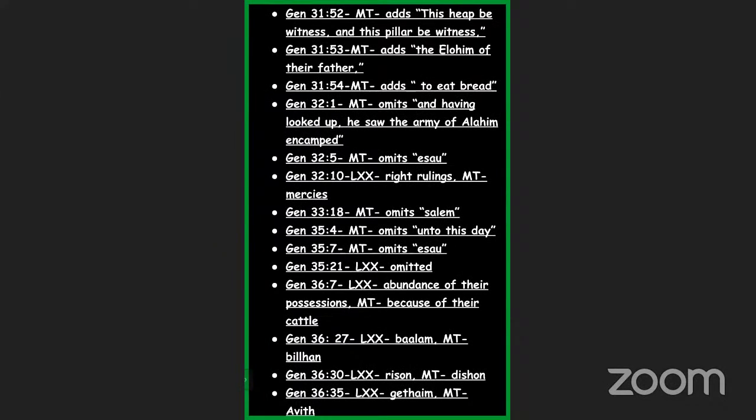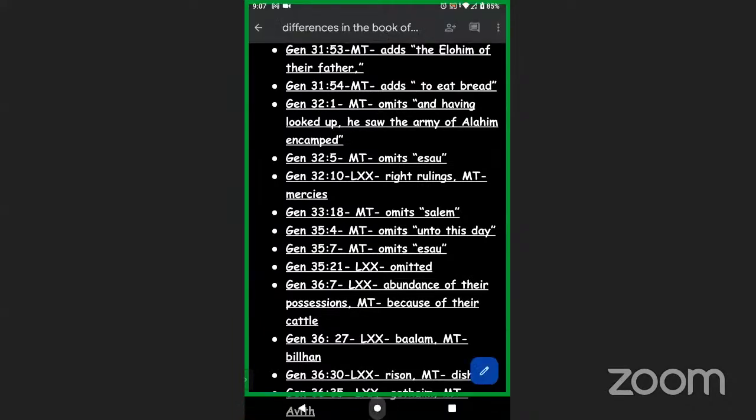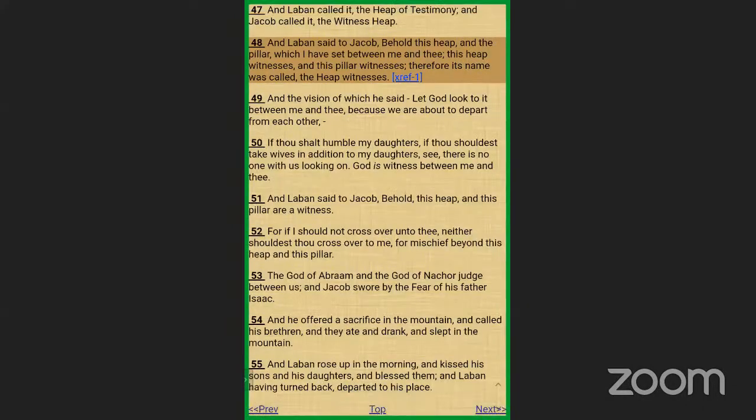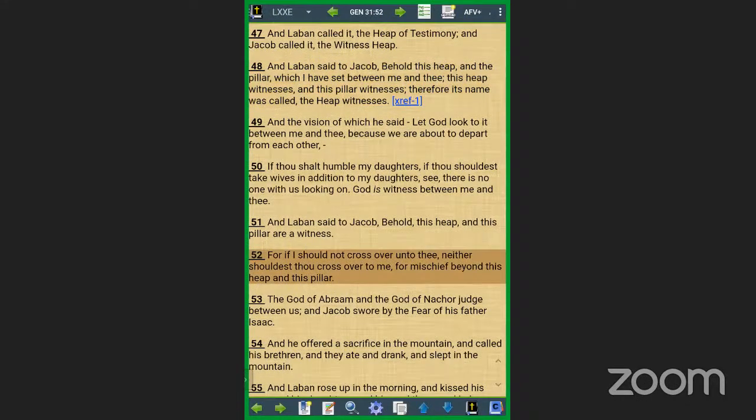Genesis 31:52. Masoretic text adds, this heap be witness and this pillar be witness. So now in verse 52, it's added there. So this is how the Septuagint would read in verse 52. For if I should not cross over unto you, neither should you cross over to me, for mischief beyond this heap and this pillar. I mean, you kind of already get the idea from the Septuagint that the heap and the pillar are the two witnesses within their covenant. So, and obviously the prior verses in that chapter.